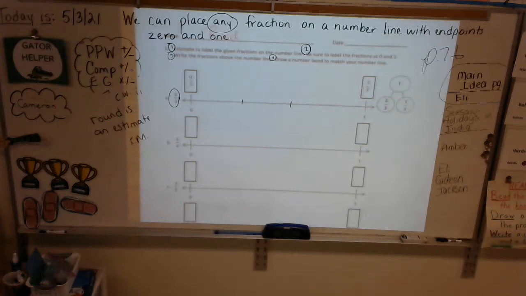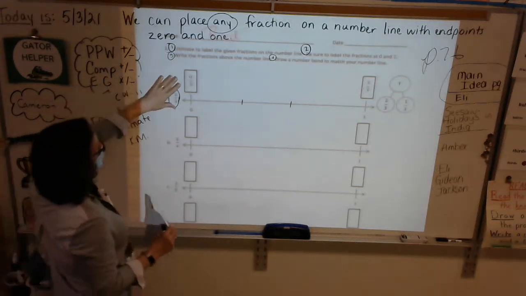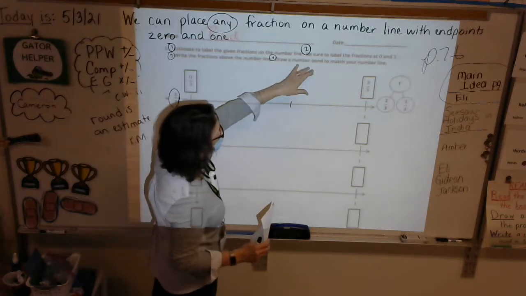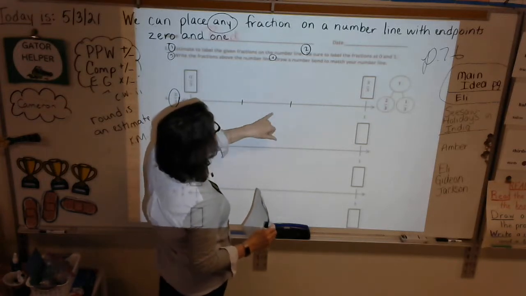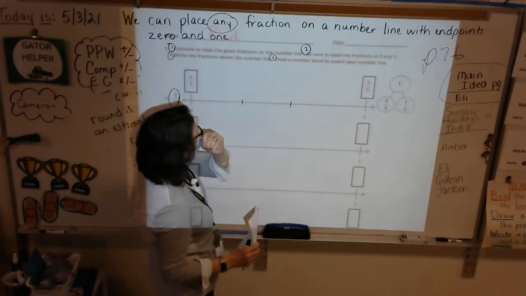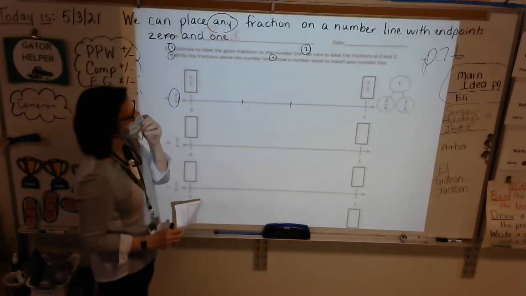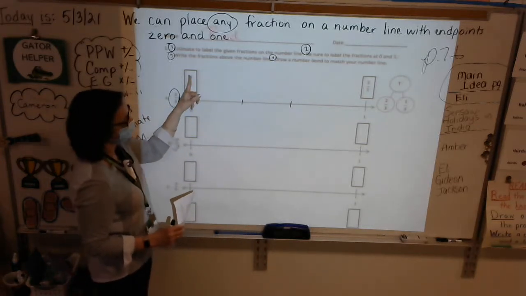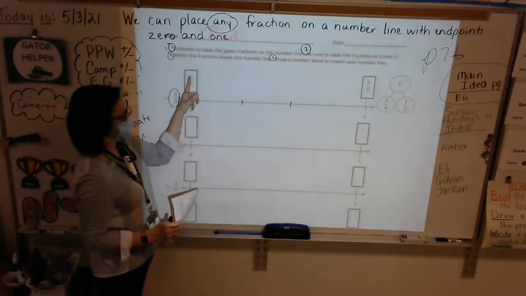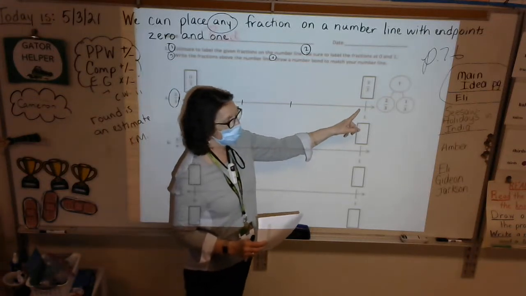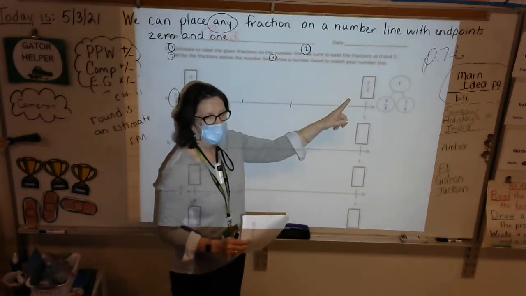So we did number 1. We estimated, we didn't do anything yet. I guess all we did was partition our number line. Okay? We have to label the fractions at 0 and 1. So here they've already done that for us. At 0, we're at 0/3. At 1, we are at 3/3. We have to find 2/3.